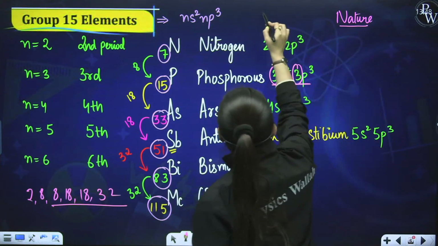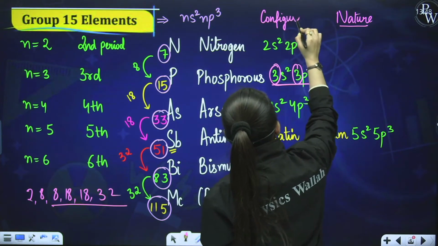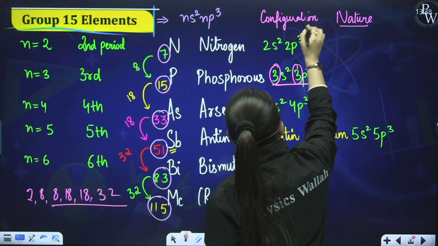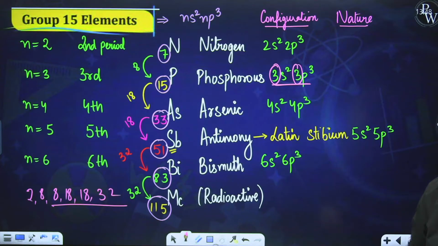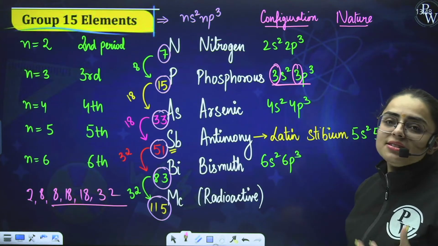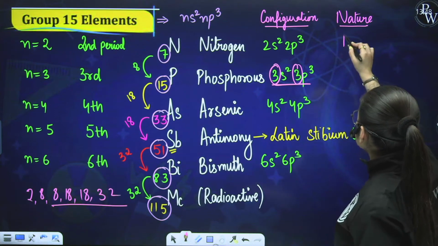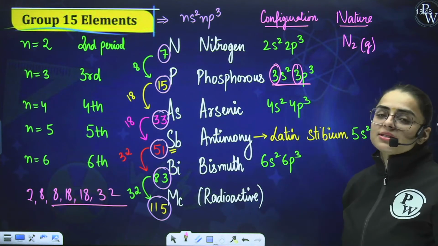This was the configuration. Outermost configuration, the valence shell configuration. And here we are going to write its nature. Now what is its nature? Nature refers to how they exist basically. Nitrogen exists in diatomic form, that is N2, and it is gaseous in nature.